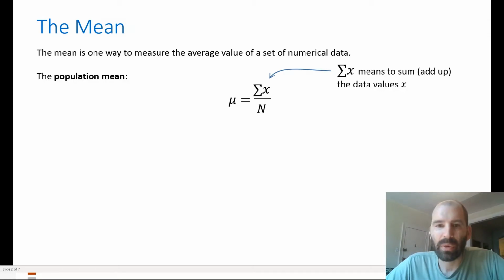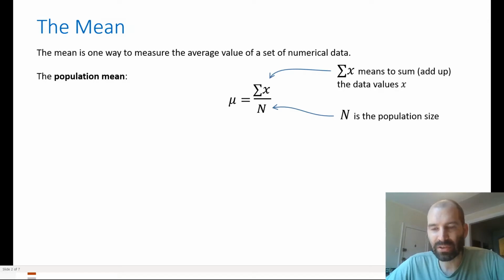All right, so we're going to add up all the data values and divide by n, which is the population size. That's the total number of data values that there are. So add up all the data values, divide by how many there are, and that gives you the mean. This is called the population mean.